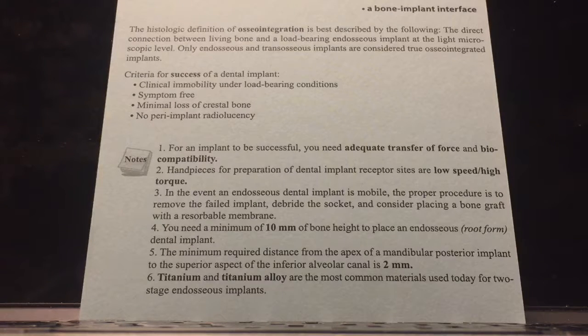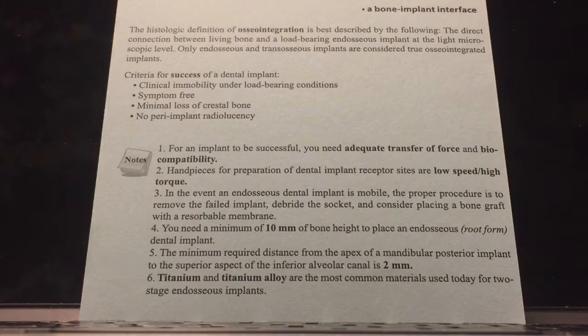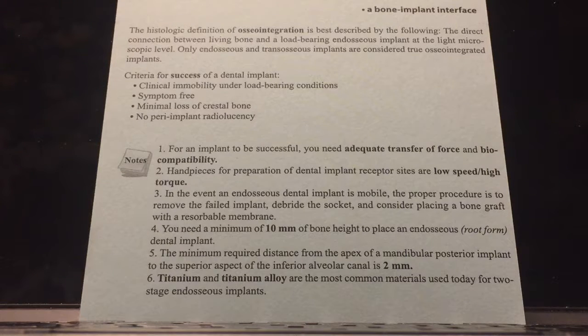Note 3. In the event an endosseous dental implant is mobile, the proper procedure is to remove the failed implant, debride the socket, and consider placing a bone graft with a resorbable membrane. Another note: you need a minimum of 10 millimeters of bone height to place an endosseous root form dental implant.